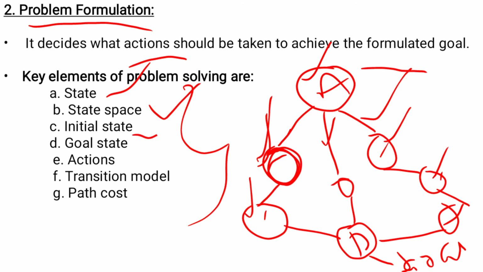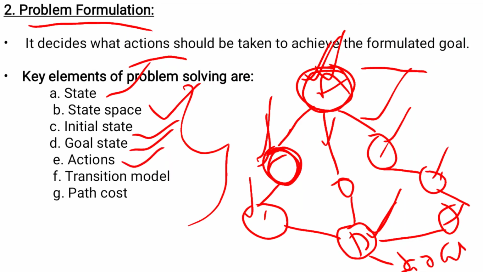Then next one is initial state. Initial state is nothing but the starting point. That means it is the state from which our agent starts solving the problem. That is the initial state. Here A is the initial state. Then next one is goal state. Goal state means it is a solution to the problem, a state which gives the solution to the problem. Here in this diagram D is the goal state.